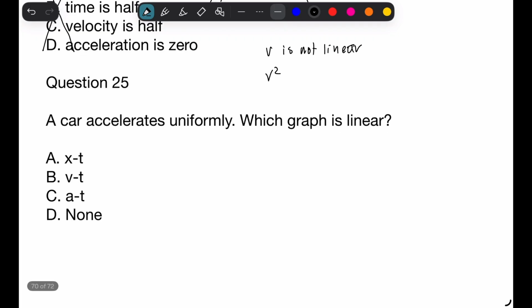Now, a car accelerates uniformly. What graph is going to be linear? If it accelerates uniformly, our VT slope is equal to acceleration, and a constant acceleration is equal to straight line.